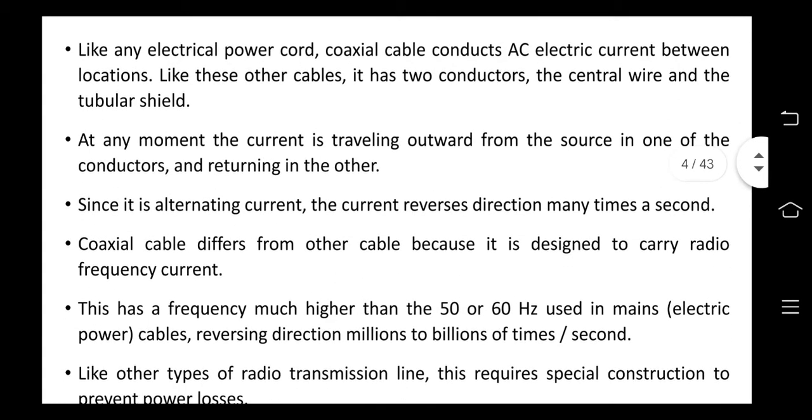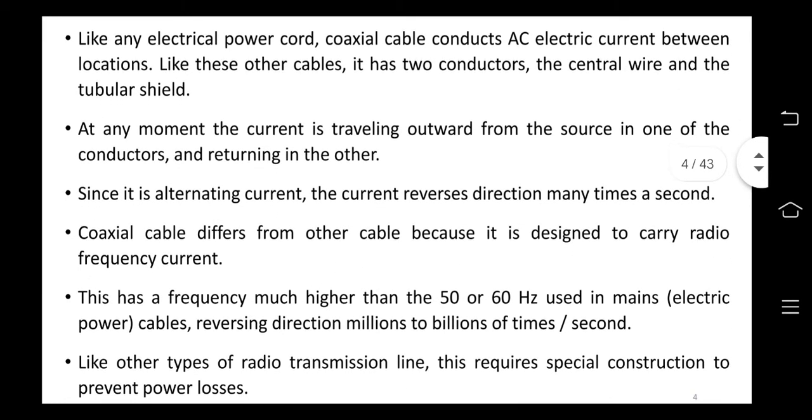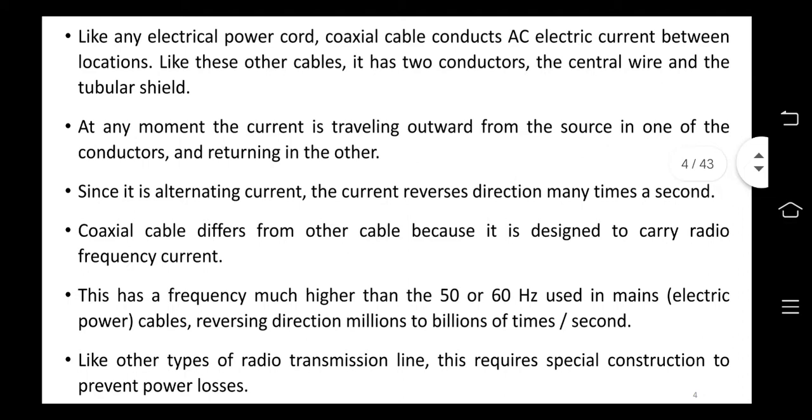Like any electrical power cord, the coaxial cable conducts AC electric current between locations. Like these other cables, it has two conductors, the central wire and the tubular sheath. At any moment, the current is traveling outward from the source in one of the conductors and returning in the other. Since it's an alternating current, the current reverses direction many times a second.